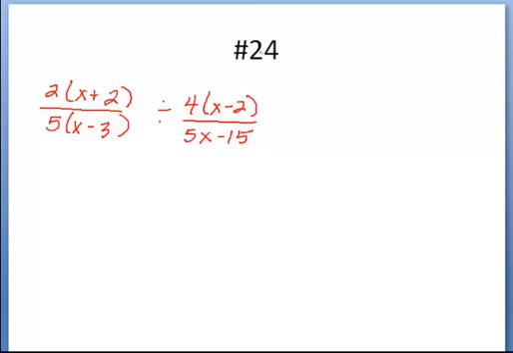I'm also going to do number 24 with you. So what I am going to go ahead and do is say that this is a factor, this is a factor. We're taking 2 times all of this divided by 4 times all of this, and then we have this whole factor chunk down here.